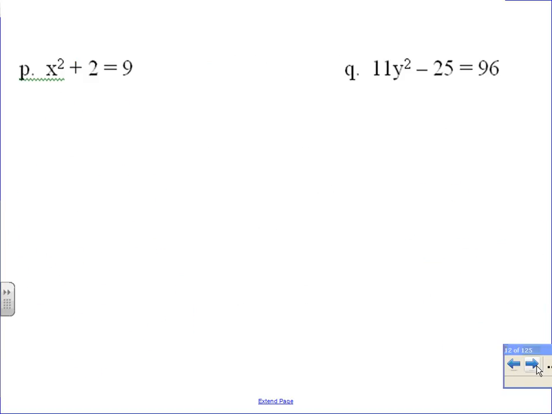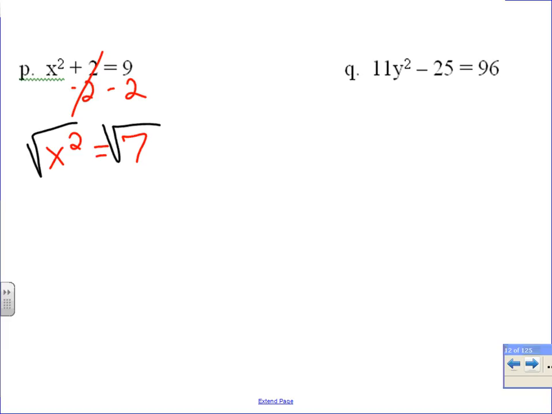Letter P. Think back to chapter 2. Ray, what's the first thing we need to do on letter P? Careful. Good. First thing we need to do is subtract 2 on both sides. So minus 2. So we get x squared equals 7. Now, is 7 a perfect square? No. So at this point, you can go ahead and simplify it to a decimal.